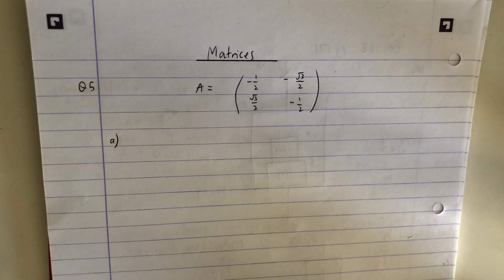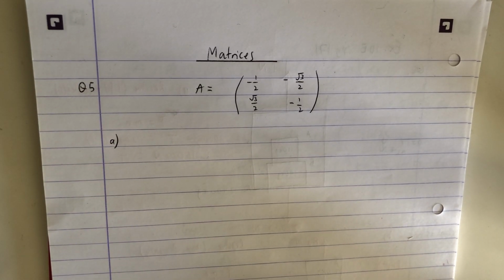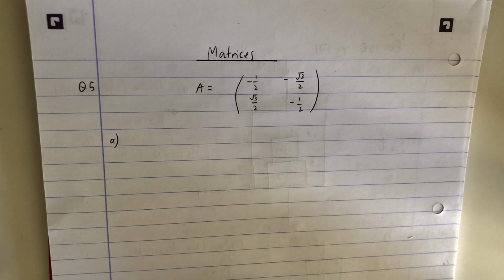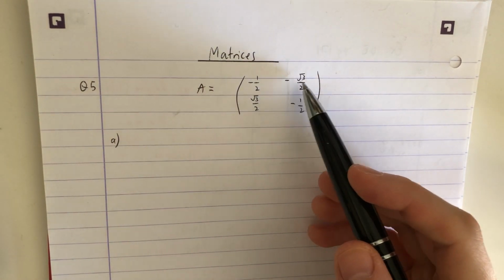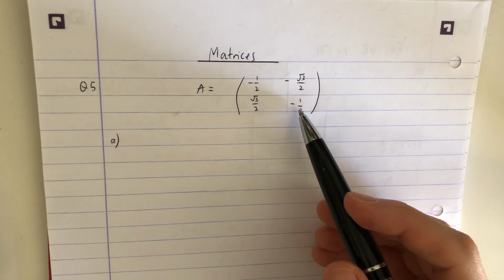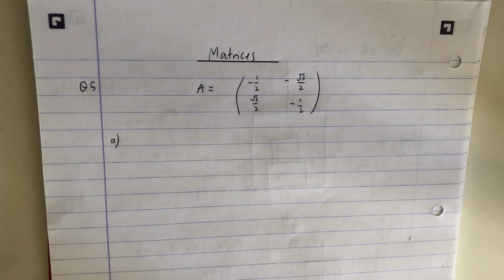Okay, I'm just going to go through a matrices question 5 from the revision sheet. We've got a matrix A, minus 1 half, minus root 3 over 2, root 3 over 2, minus 1 half. And part A asks you to describe fully the single geometrical transformation U represented by the matrix A.